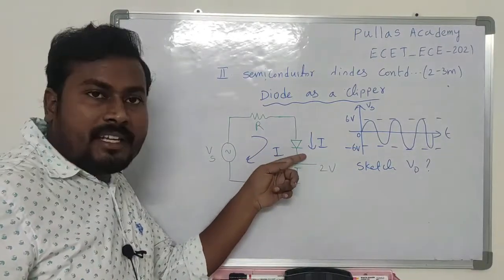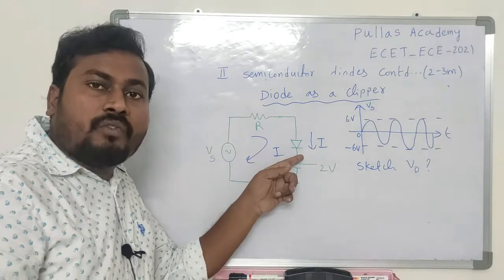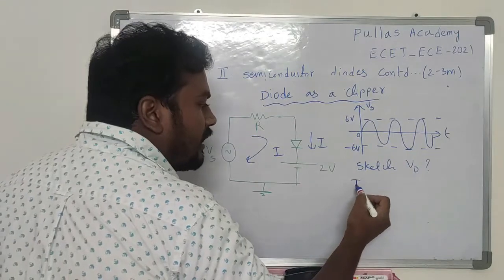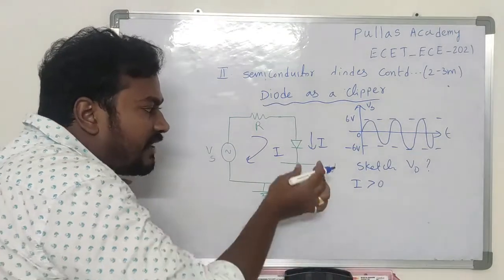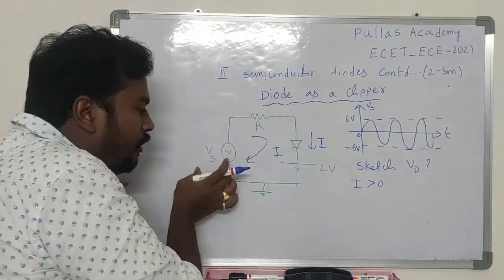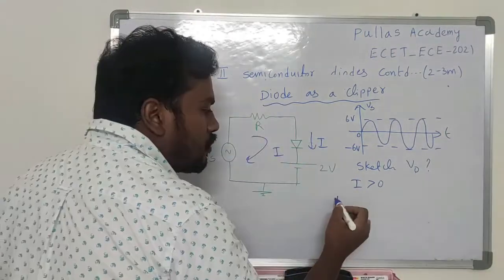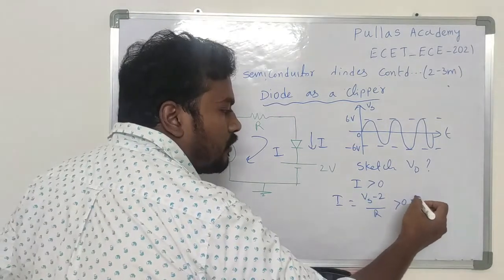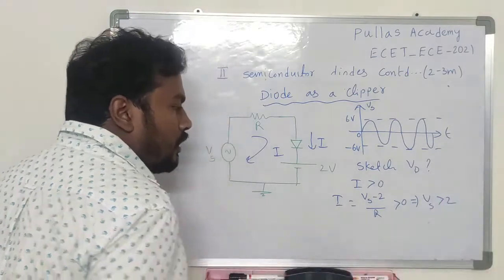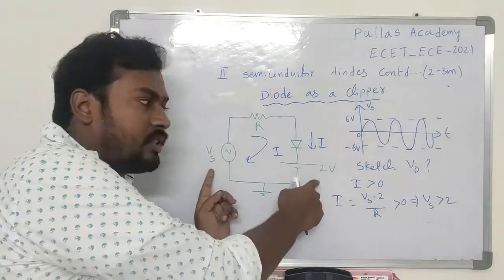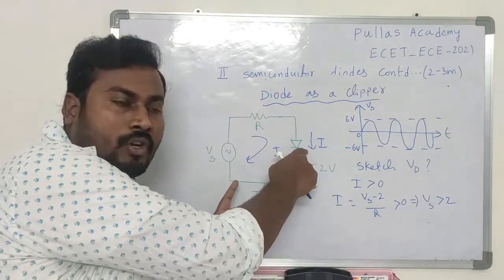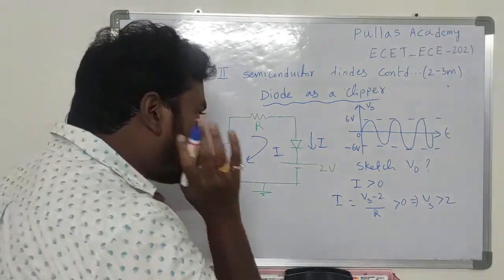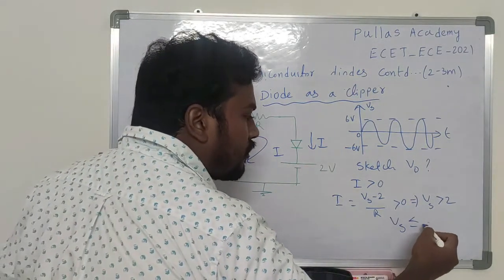See, there is a diode here. This diode is forward biased when the current through the diode is more than 0, which means I should be more than 0. If it is an ideal diode, what is the current through it? I is equal to (Vs minus 2) by R, which should be more than 0, which means Vs is more than 2. So when Vs is more than 2, this is forward biased. If Vs is less than 2, it is reverse biased. Simple. So it is reverse biased for Vs less than or equal to 2.